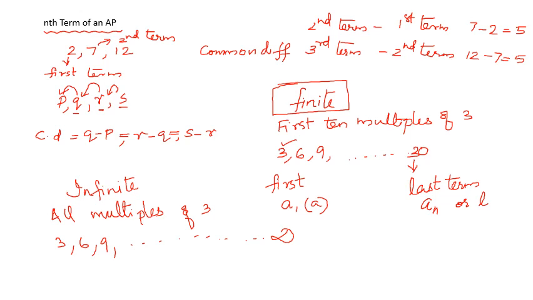So what all things have we discussed now? First term of an AP, common difference, finite AP, infinite AP. Is this clear? Now if I take the same example, 2, 7, 12, etc., then the first term I write as A1, that is equal to 2. Second term A2 is equal to 7. Third term A3 is equal to 12. Isn't it?